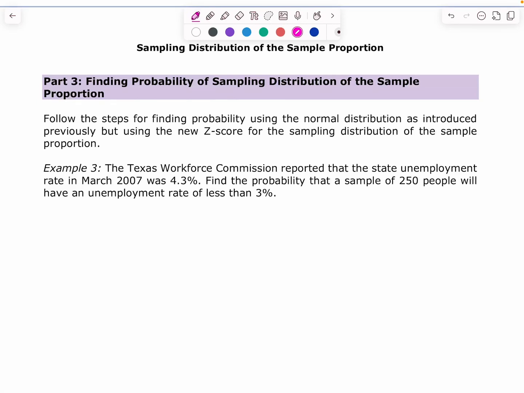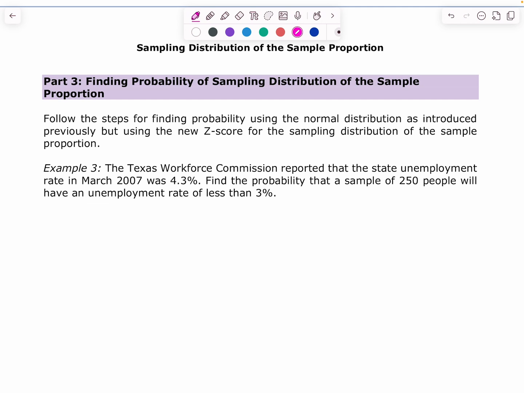Okay, I'm going to take you through two examples of how to find probability using the sampling distribution of the sample proportion. We're going to find the probability using the normal distribution that we have used in previous sections, but now we have a new z-score equation because we're looking at proportions.